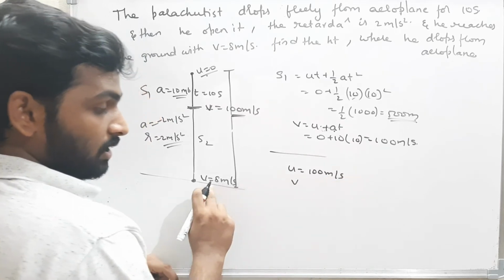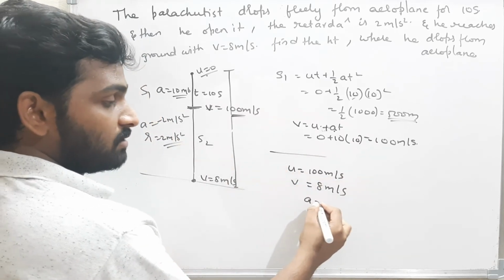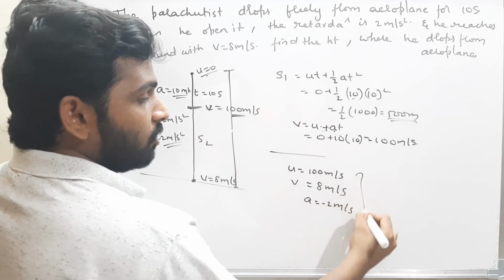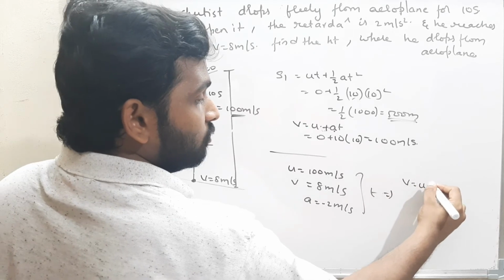And the final velocity here I will assume as 8 meters per second. And what is the acceleration? Acceleration is minus 2 meters per second squared. Now for what time? I can find the time by using the equation v = u + at.